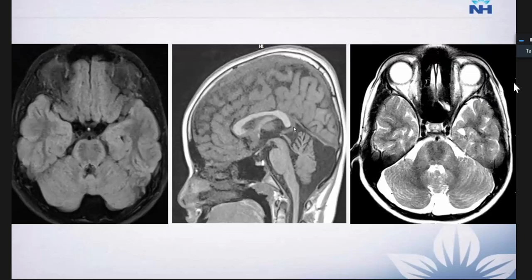The splenium also appears more vertical in orientation, and there is an arachnoid cyst in the posterior fossa. This corresponds to the T2-weighted axial images, which again show T2 hypointensity in the pons in the paramedian aspect.